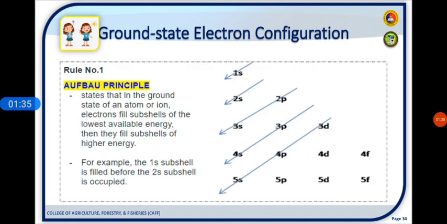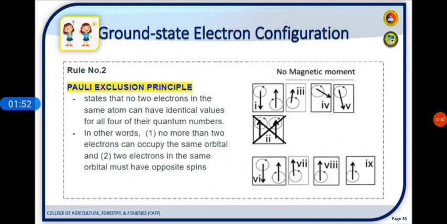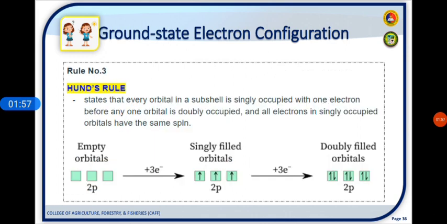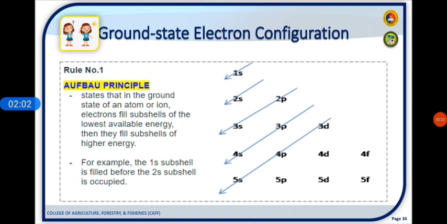Okay, actually there are 3 principles that we are going to follow in writing our ground state electron configuration. The first one is the Aufbau rule. So rule 1, follow the Aufbau principle. And the second rule, we have the Pauli Exclusion Principle. And the third rule, you have to follow Hund's rule. Okay, so let's discuss the Aufbau principle first.